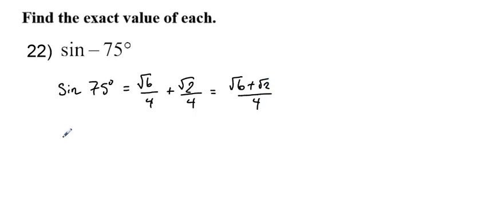If we know the sine of 75, we also know the sine of negative 75. If you know the sine of the positive angle, for the sine of the negative angle, all you do is take the opposite. So if the sine of positive 75 is positive radical 6 plus positive radical 2 over 4, the sine of negative 75 is negative radical 6 minus radical 2 over 4. Now, the good thing about this is that as long as you know the sine of the positive angle, you know the sine of the negative angle. But if you get the sine of the positive angle wrong, then you will also get the sine of the negative angle wrong.